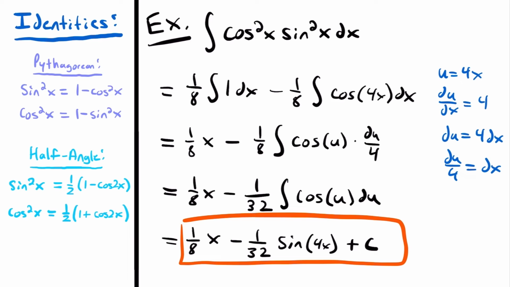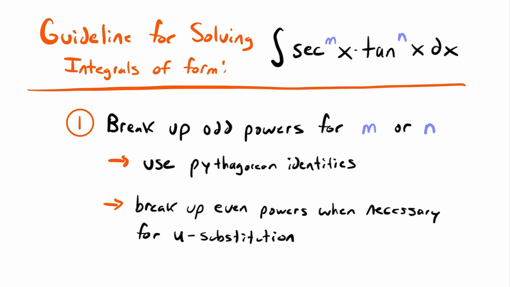Now we want to look at some trig integrals with secant and tangent. All right, so if we want to solve trigonometric integrals of this form, where we have secant to some power times tangent to some power, we're going to follow this strategy or guideline. In general, if you notice that you have an odd power for m or n, meaning secant or tangent is raised to an odd power that's greater than 1, then you're going to want to break them up.